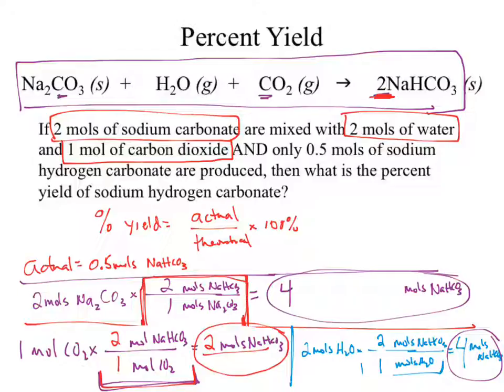Once I achieve 2 moles of sodium hydrogen carbonate, how much CO2 do I have left? None. If I don't have any more CO2, can I continue the reaction? No. So your limiting reactant is the one that produces the smallest amount of product. Okay? That is now our theoretical yield. Okay? So our theoretical yield comes out to be our 2 moles.